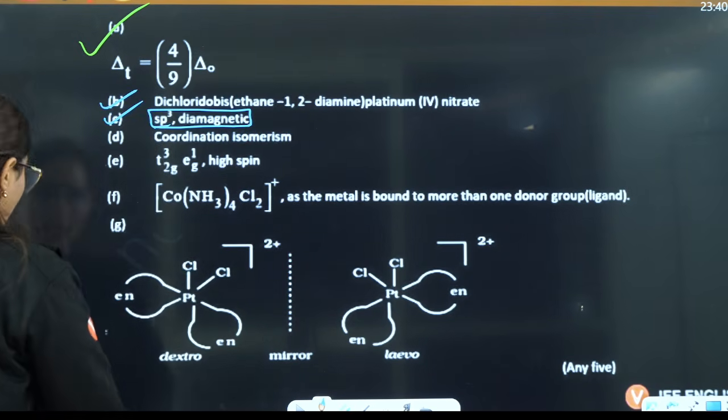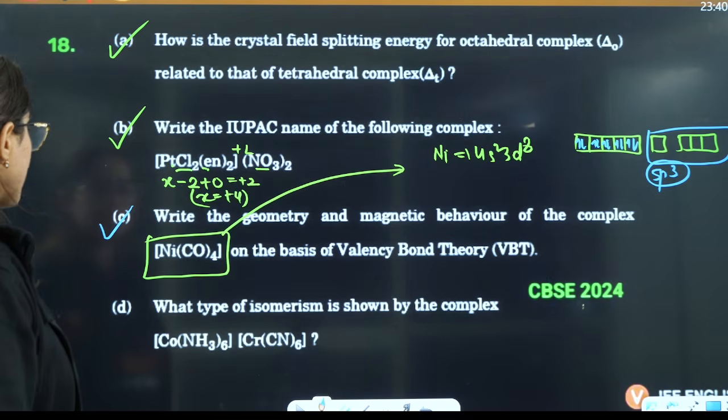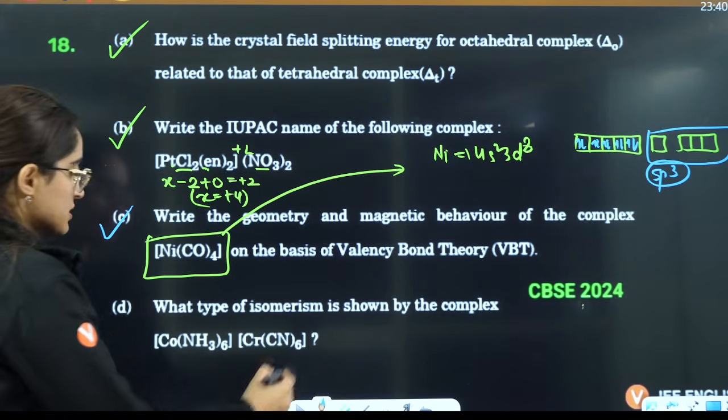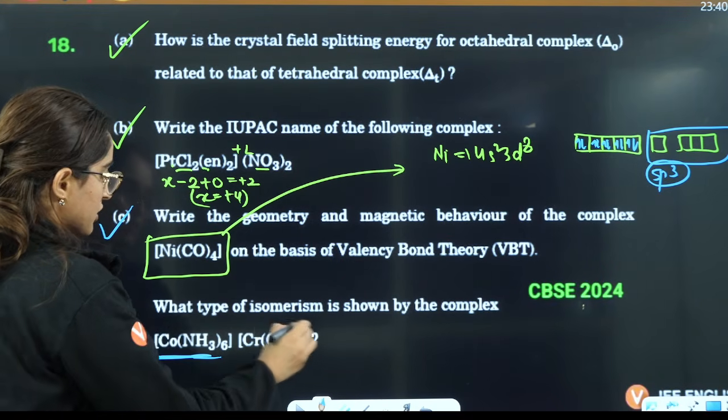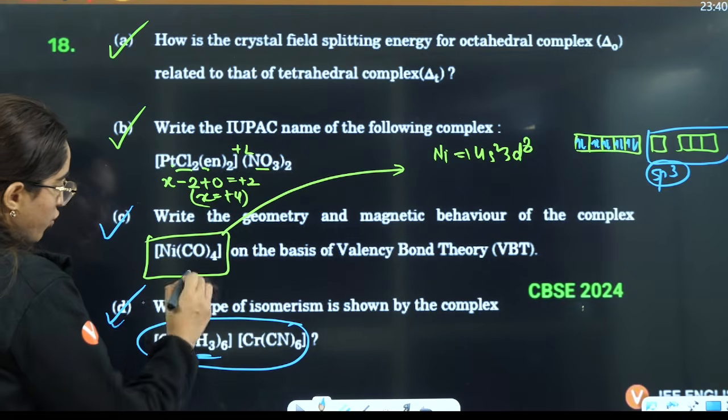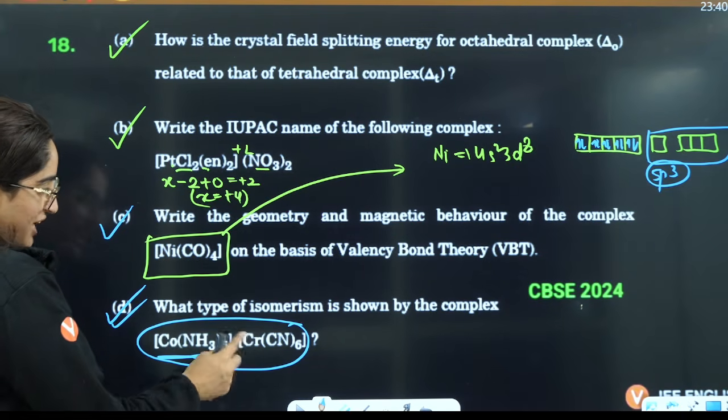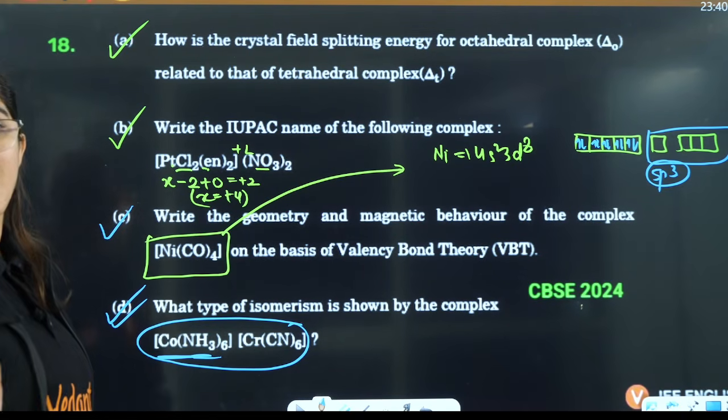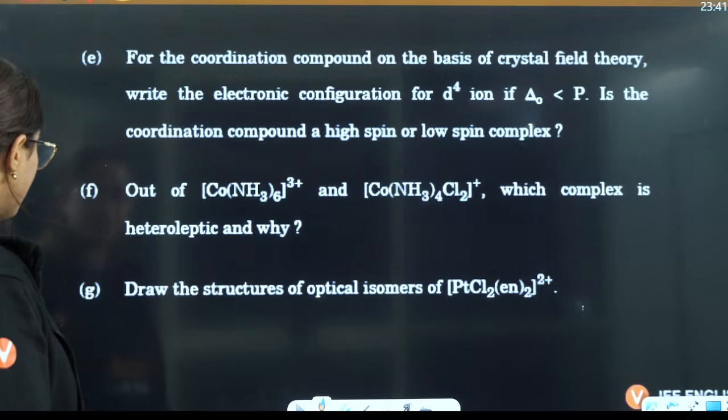That is also done. Next is, what type of isomerism is shown by this compound? Whenever this kind of thing is there, it shows two brackets with exchange of ligands, that is coordination isomerism, right?